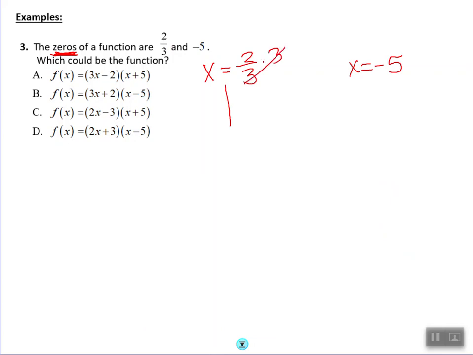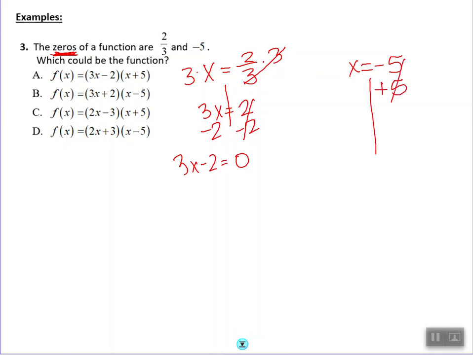We would multiply by 3, and then subtract 2 to get 3x minus 2 equals 0. For x equals negative 5, we just need to add 5 to both sides, so we have x plus 5 equals 0. This means that 3x minus 2 and x plus 5 are our factors. So that is answer choice A.